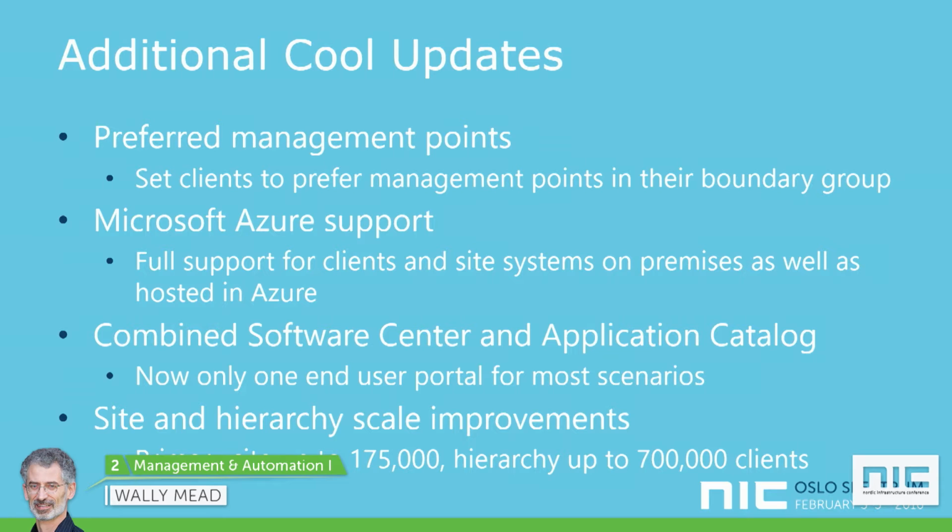Outside that, you do all your application catalog work inside Software Center. So very, very cool. Site and hierarchy scalability improvements. A single primary site can go up to 175,000 clients, like you guys care. The vast majority of the world is 15,000 and below, but there are some companies like Microsoft and others that are well beyond 175,000 clients. Microsoft's about double that. And a single hierarchy can now go up to 700,000 clients, which I only know one company in the world that Config Manager has more than that. But everybody else fits inside the 700,000 clients.